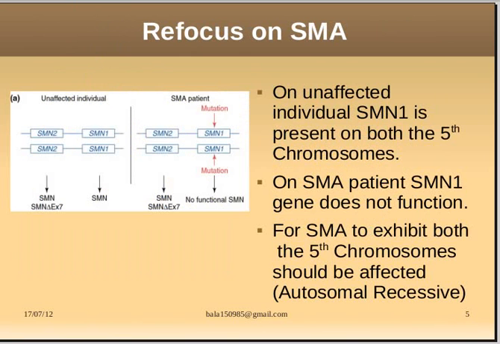Okay, let's refocus on SMA. In an unaffected individual, the SMN1 gene is present on both the 5th chromosomes. In an SMA patient, the SMN1 gene does not function properly. Like you can see, both have a mutation, so it's a non-functional SMN. For SMA to exhibit, both the 5th chromosomes should be affected. That is autosomal recessive. If one gene is okay and the other one is mutated, still the patient will not exhibit the symptoms of SMA, rather he would just be a carrier.